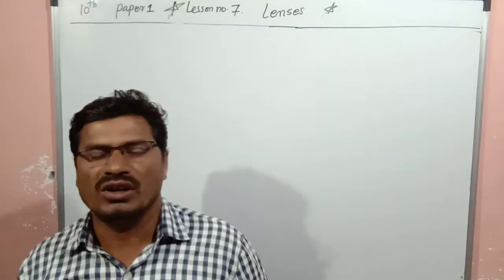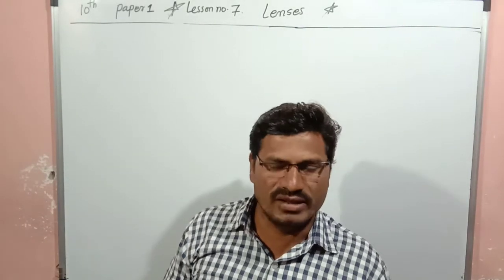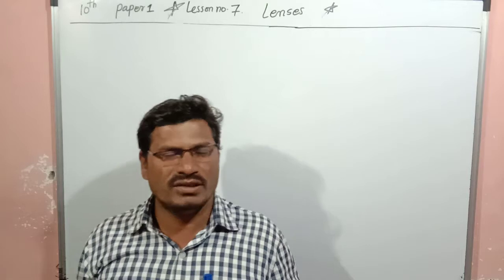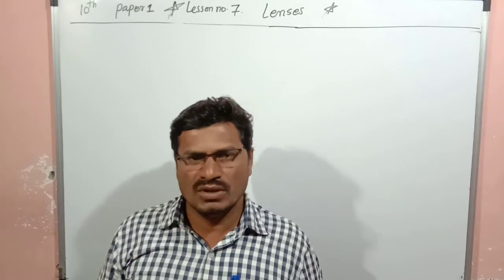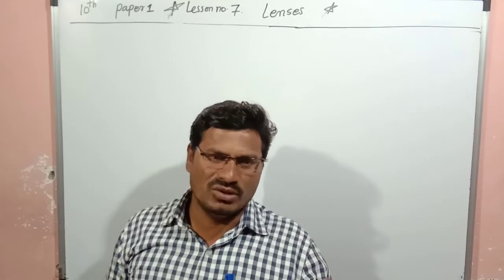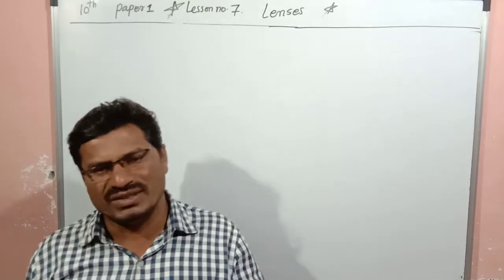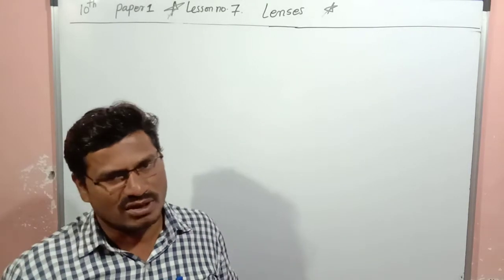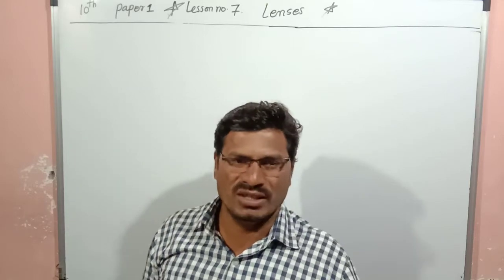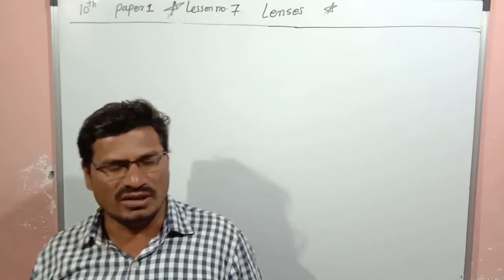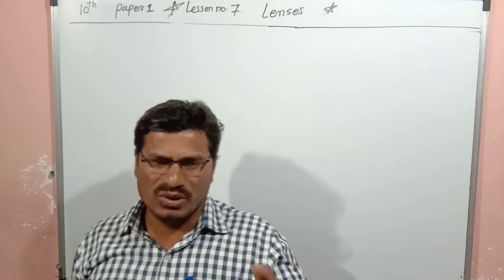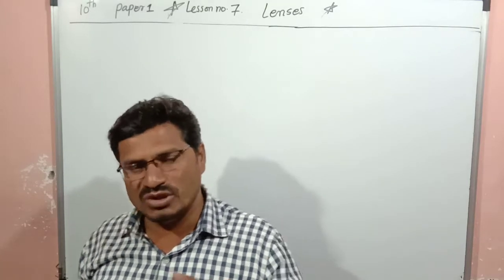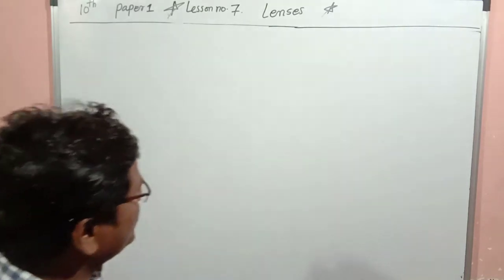Hello students, we are learning lesson number 7, lenses. In this lesson, before this we have studied images formed by the convex lens, and in that we have studied two positions. Now we are going to study the remaining four positions. So we'll see which are those positions. Two positions we have studied.